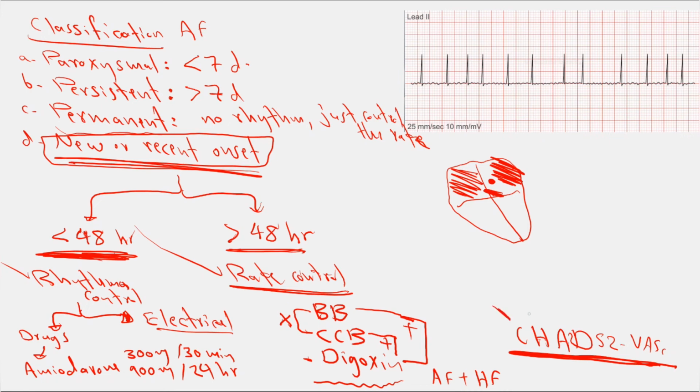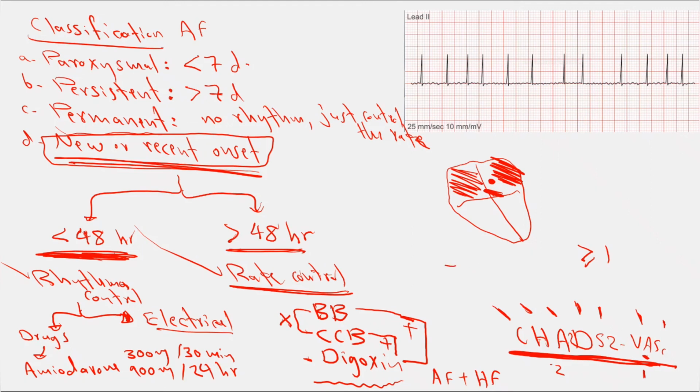C, congestive heart failure. H, hypertension. A, age more than 75 receives 2 score. D, diabetes. S, previous stroke receives 2. V, peripheral vascular disease. A, age between 65 to 75, 1 score. Sc, sex category, female. So if the patient has a score of more than or equal to 1, usually it indicates to start anticoagulant.